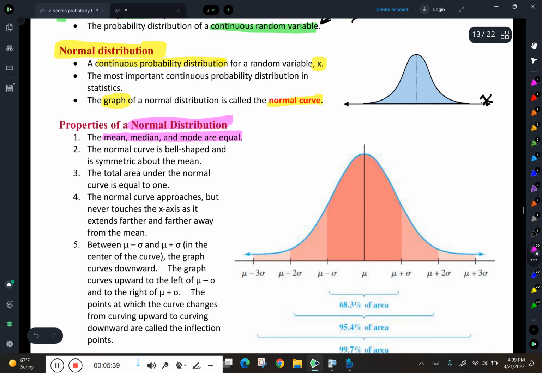They're this thing right here in the middle. So that middle value where that peak is, that's both the mean and the median, as well as the mode. Okay? The normal curve is bell-shaped and symmetric about the mean. Okay? So left side, right side, perfectly symmetric. Here's where probability comes in. The total area under the curve is equal to 1.